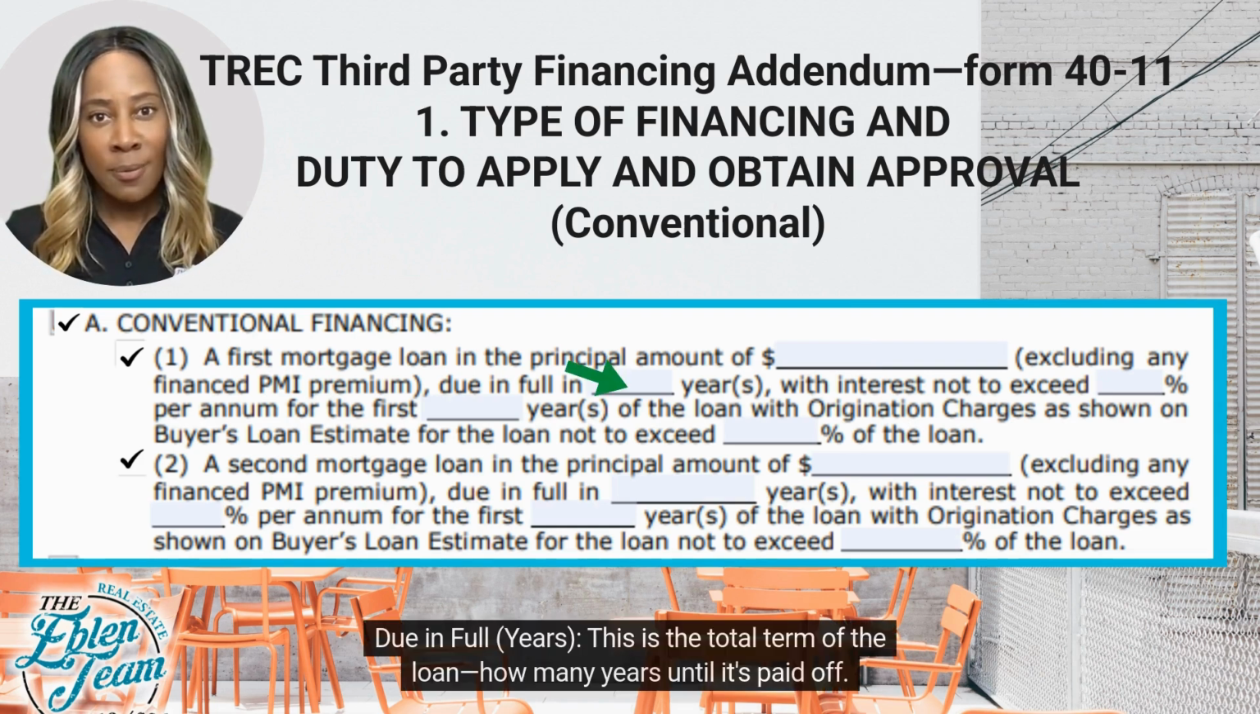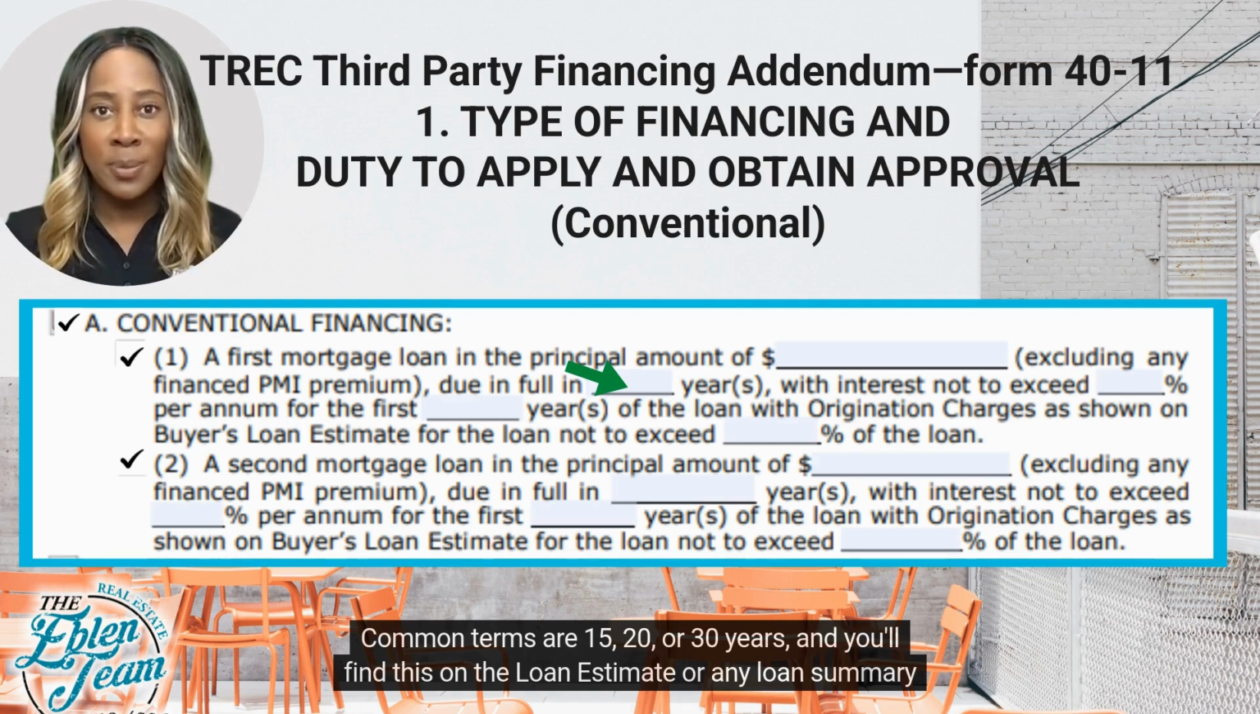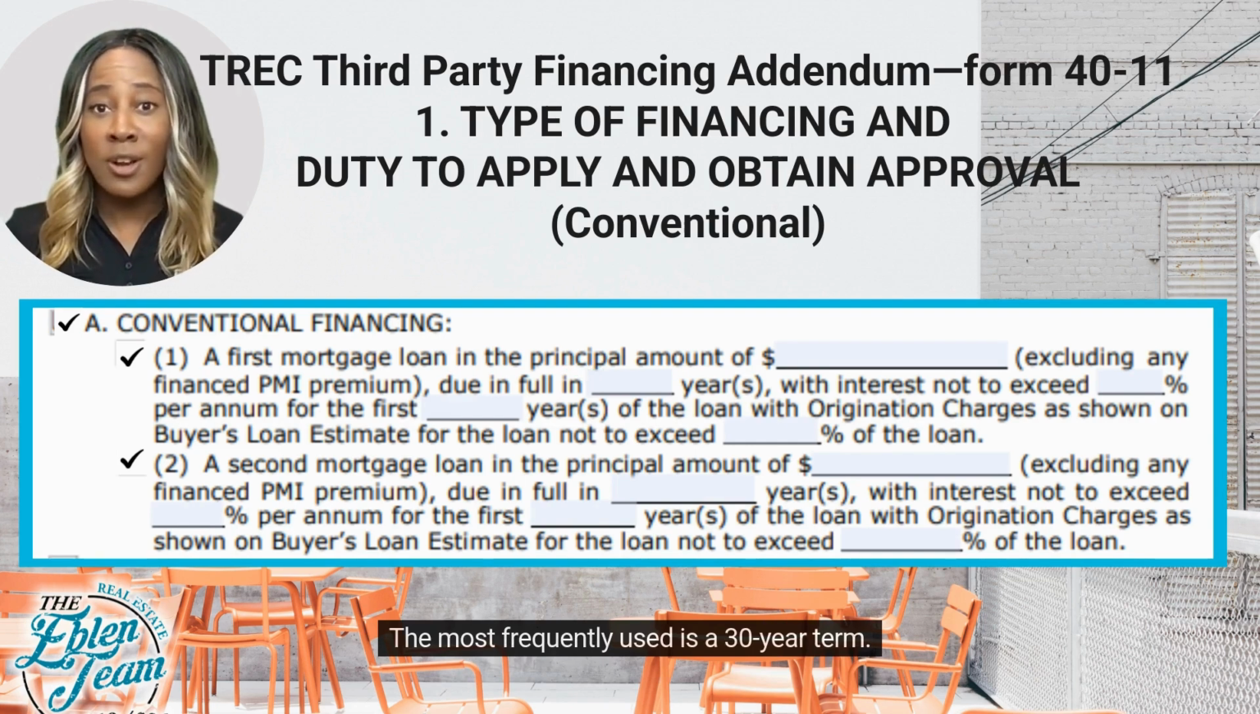Due in full, years. This is the total term of the loan. How many years until it's paid off? Common terms are 15, 20, or 30 years, and you'll find this on the loan estimate or any loan summary provided by the lender. The most frequently used is a 30-year term.